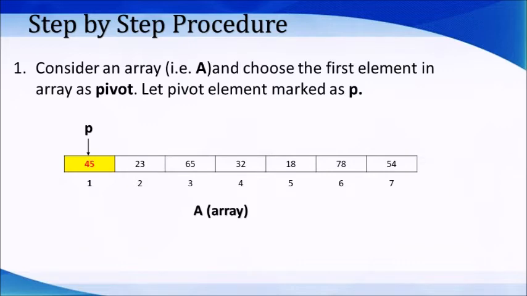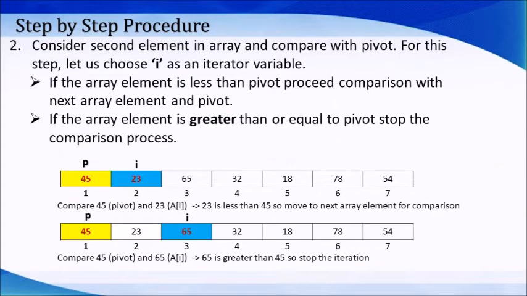Make a note that while choosing a pivot element, you can either choose the very first element of an array or you can even choose the last element of an array. In this example, we have chosen the first element. Second step, here we are doing iteration. For iteration purposes, I am using a variable called i.